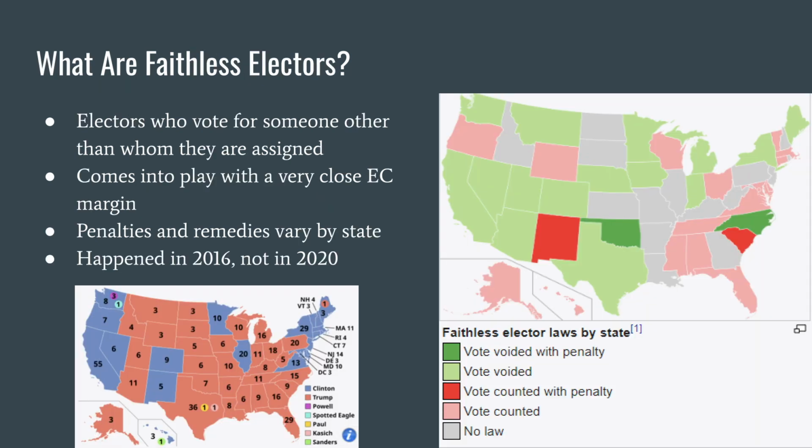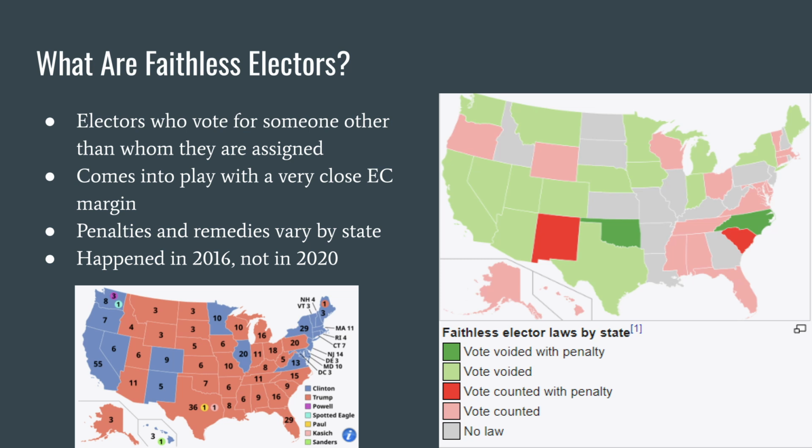Faithless electors are people who vote for someone other than whom they are assigned to vote. It could come into play with a very close electoral college margin. Penalties and remedies vary by state. You can see in the map that some states do not count the vote, some void the vote with a penalty, some count it but the elector is penalized, and then other states just don't have any laws whatsoever.